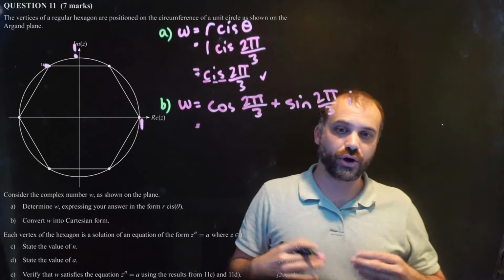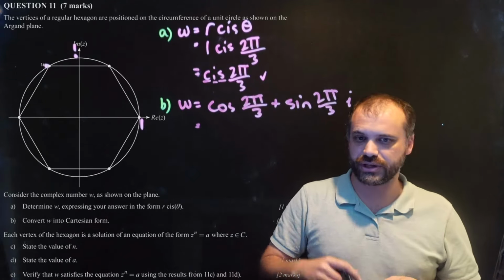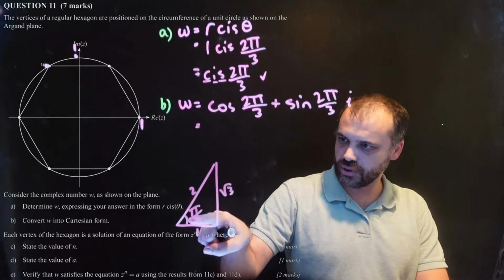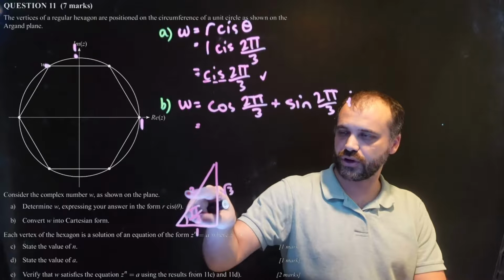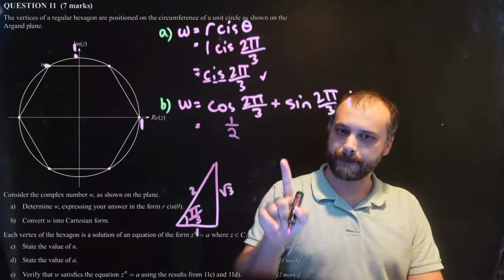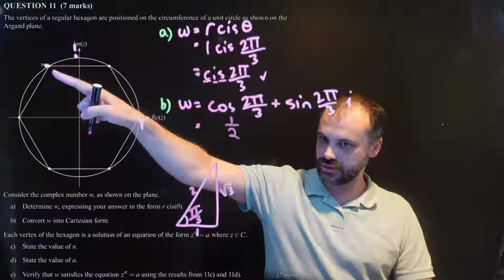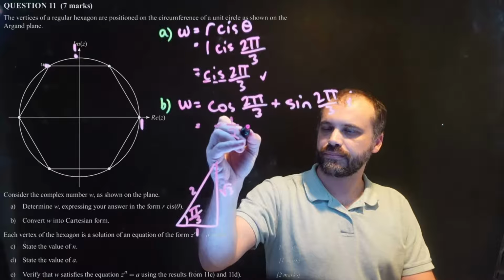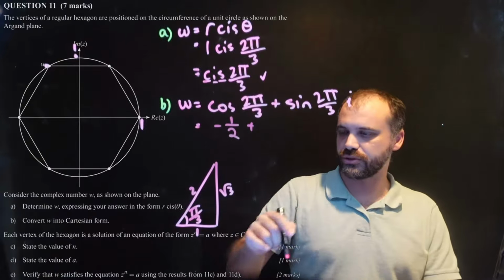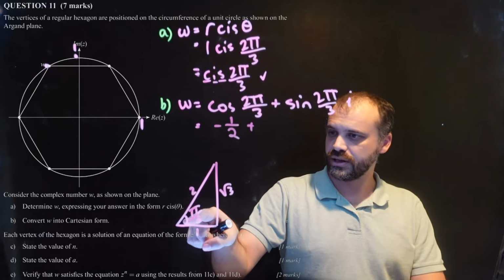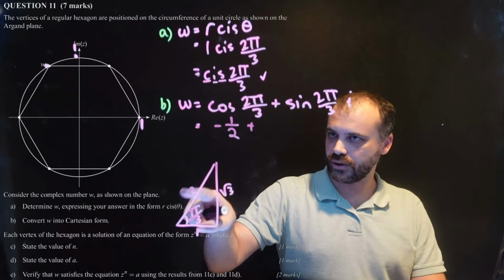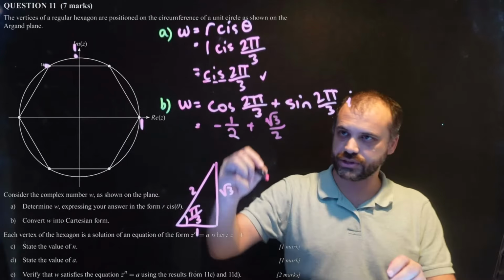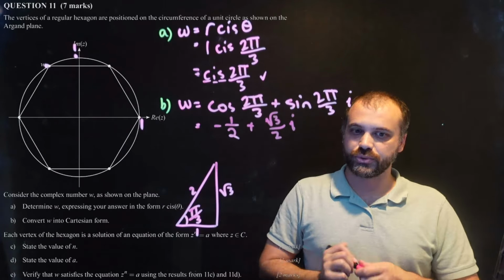And then you just need to know what the value of cos 2 pi on 3 and sine 2 pi on 3 is. Now, I like to use a standard triangle for this. Cos pi on 3 is equal to adjacent over hypotenuse, 1/2, but we're in the second quadrant, so cos is going to be negative, plus sine 2 pi on 3, so sine pi on 3 is equal to opposite over hypotenuse, root 3 on 2. And we're in the second quadrant, and it's going to be positive i. Do a little double check.